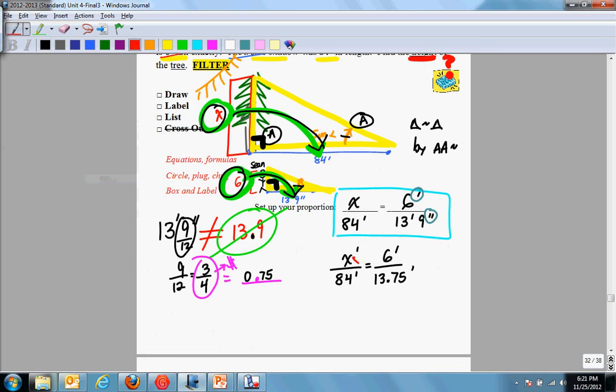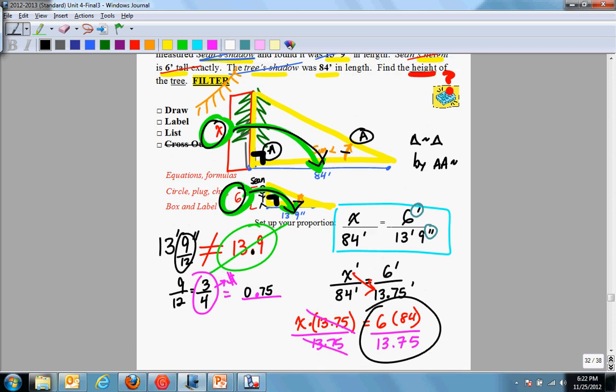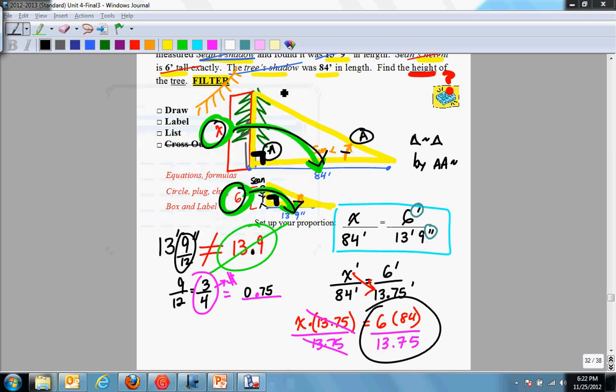So we cross multiply. And I have x times 13.75 equals 6 times 84. And divide by 13.75. So x is going to equal 6 times 84 divided by 13.75. So at this point, you can get out your calculator. I'm going to go 6 times 84 equals, I'm going to divide by 13.75 equals, and I get 36.65 feet. So our x equals 36.65 feet. That is the actual height of our tree, 36.65 feet.